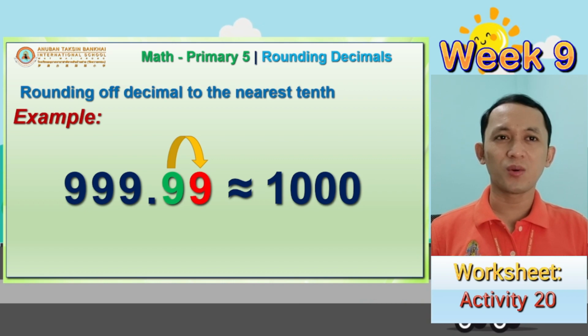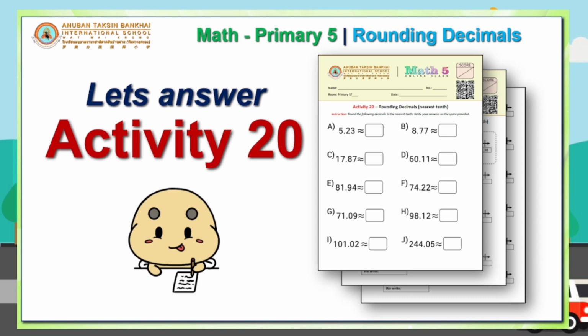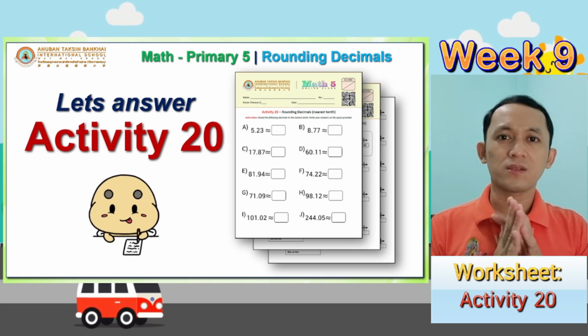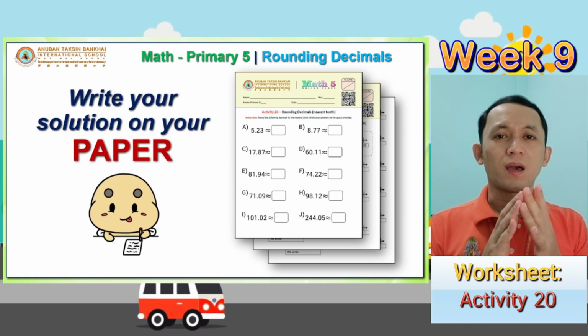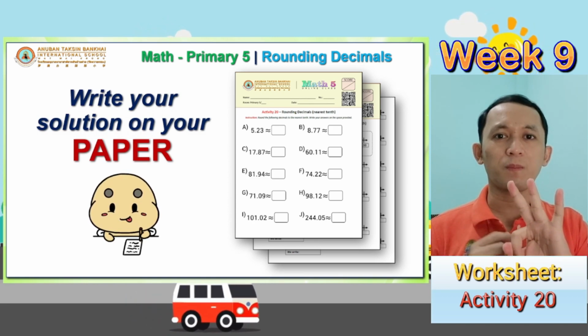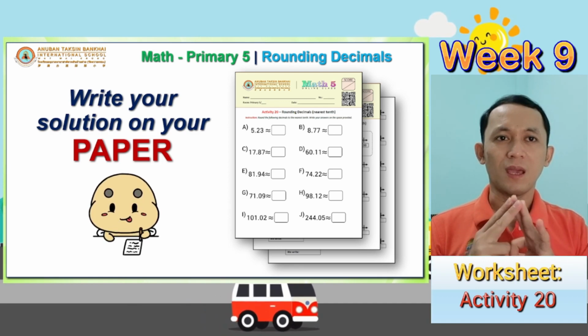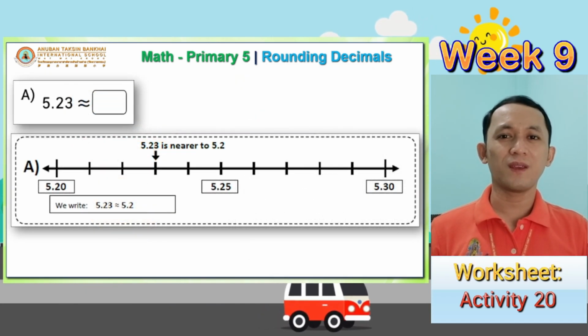Now let's answer your activity number 20. This is just the same with activity number 19. Just be reminded that this is on the tenths place. Again, you're going to write your answer on the worksheet and your solution on the two solution papers. So again, you have 3 papers: 1 worksheet and 2 solution papers. Now let's discuss first letter A. This is already a bonus.